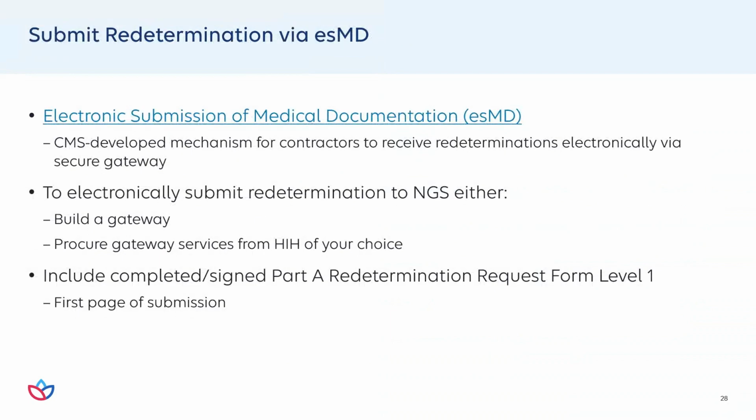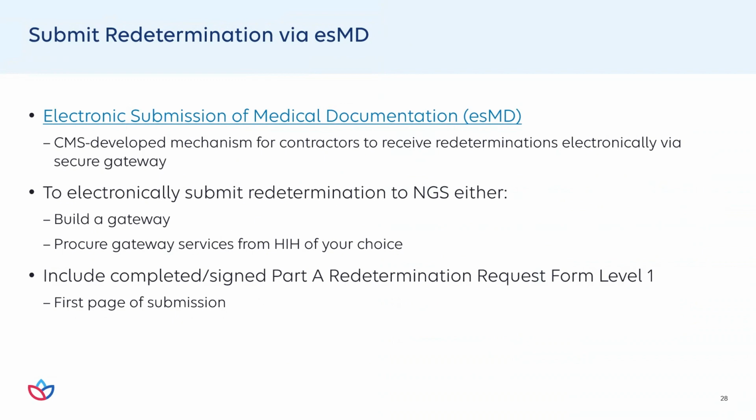You can also submit your redetermination via ESMD. So ESMD is electronic submission of medical documentation. That's hyperlinked for you at the top of the slide, and it'll take you to CMS's website to give you a lot more information. It's a CMS-developed mechanism for contractors to receive redeterminations electronically via a secure gateway. So maybe another Medicare administrative contractor doesn't have something like we do, like NGS Connects. They can use ESMD, or even if you do have NGS Connects, maybe you prefer ESMD. But that is another way to submit your appeals to us.